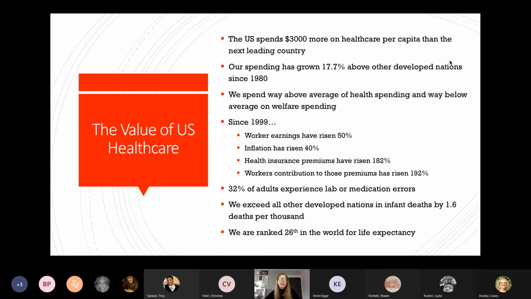So we're obviously paying a lot of money for our healthcare. So it would seem that we should have the best healthcare in the world. If we're spending this much, we should be getting back that same quality of healthcare. Well, 32% of adults experience lab or medication errors.